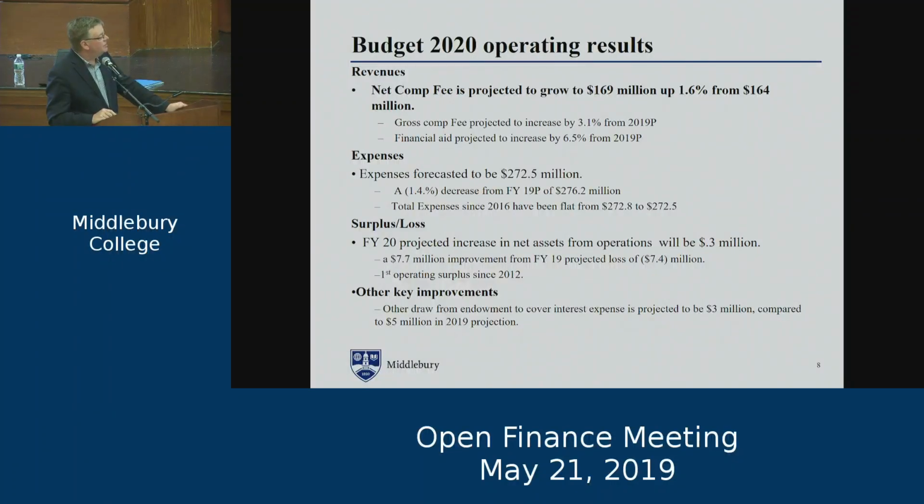So this slide just simply summarizes everything I just said. Net comp fees are projected to grow to $169 million. That's up 1.6% from $164 million. Expenses are a 1.4% decrease from FY19. Total expenses since 2016 have been flat, 272.8 to 272.5. And as I mentioned, the roughly $300,000 surplus is a $7.7 million improvement from FY19, and the first operating surplus since 2012.